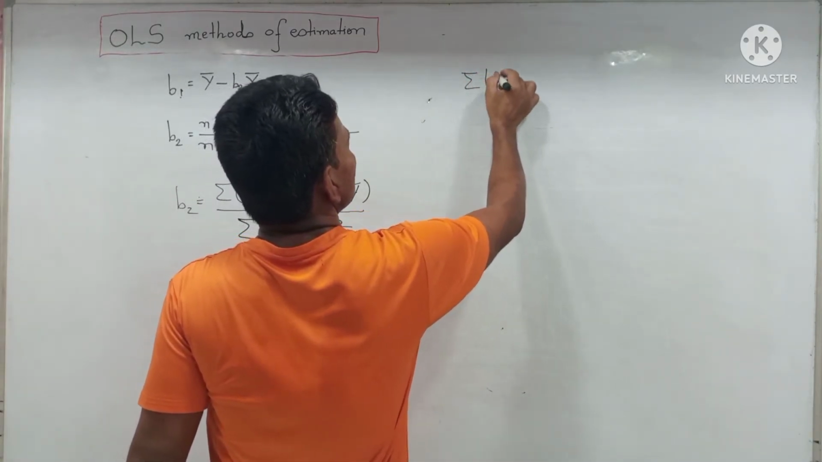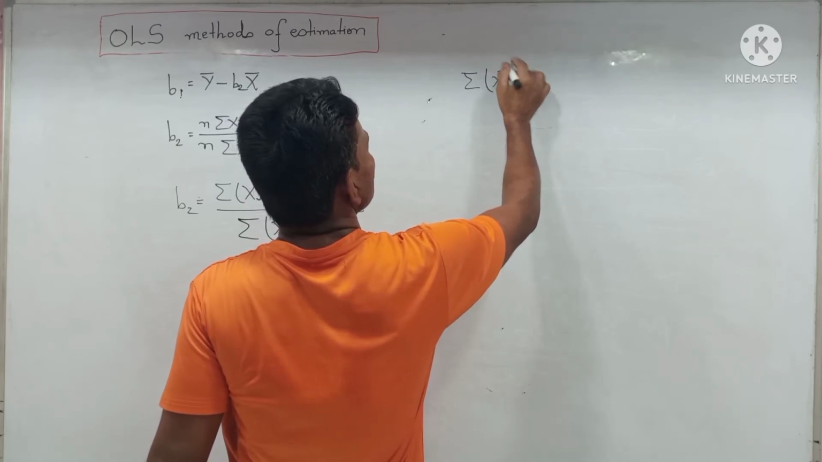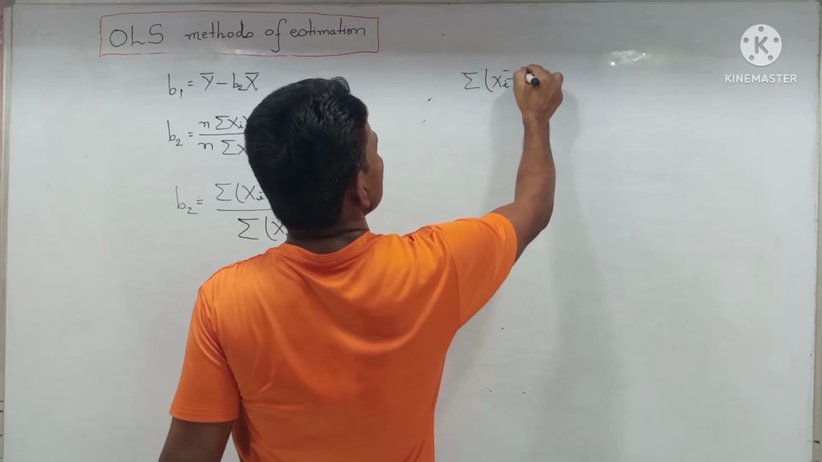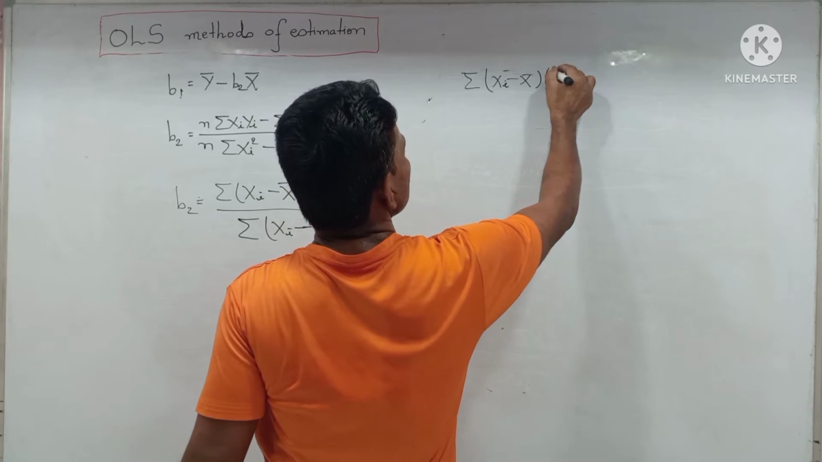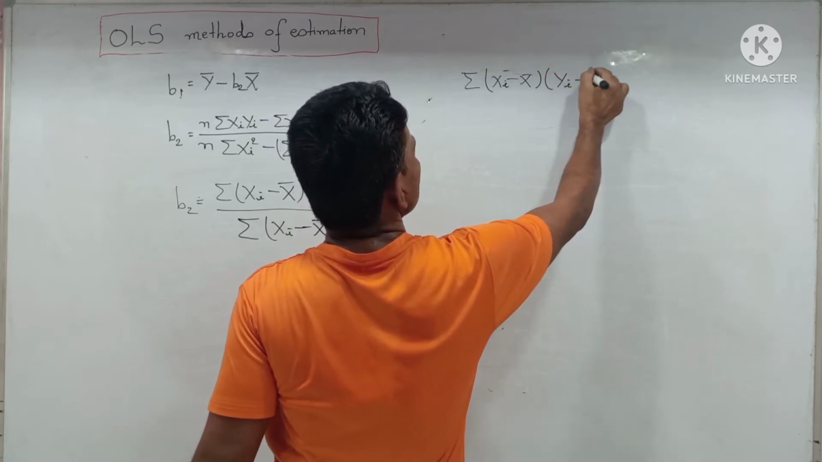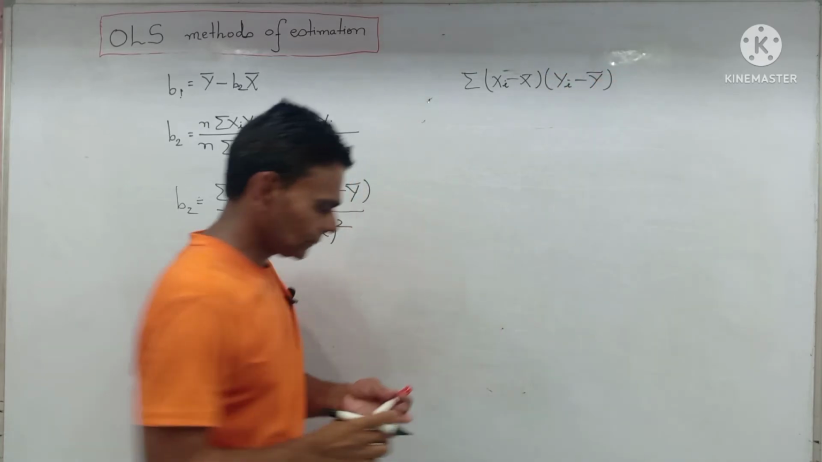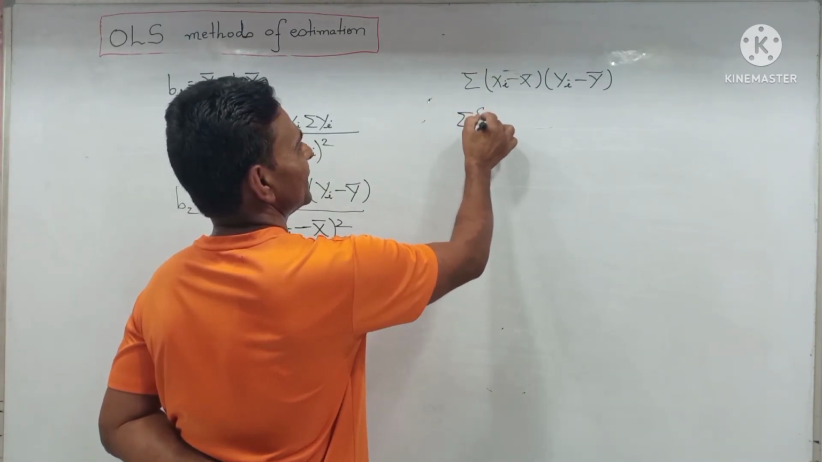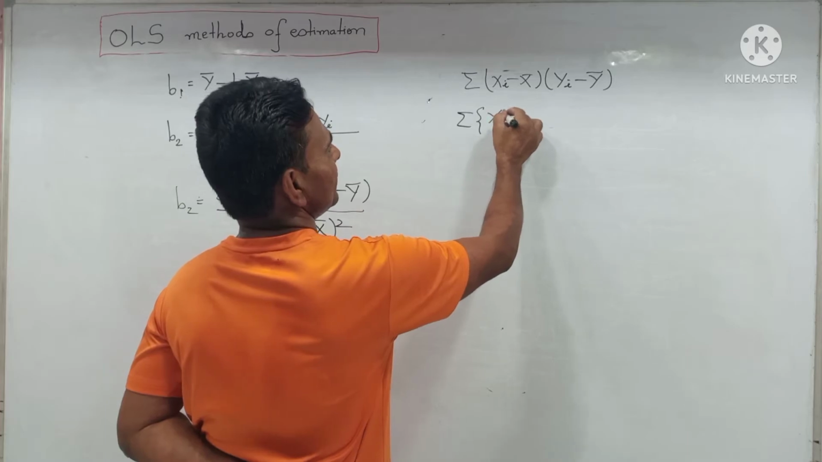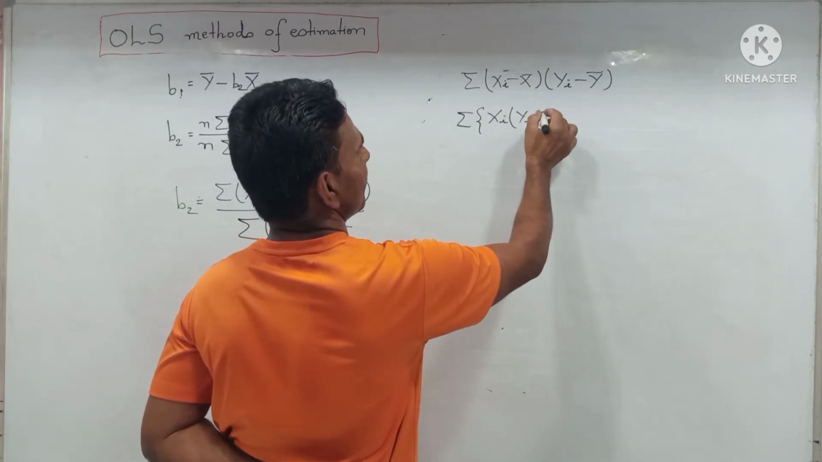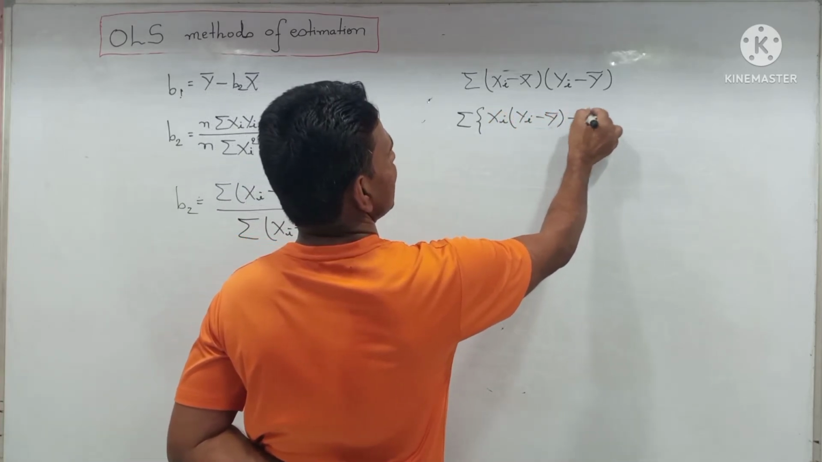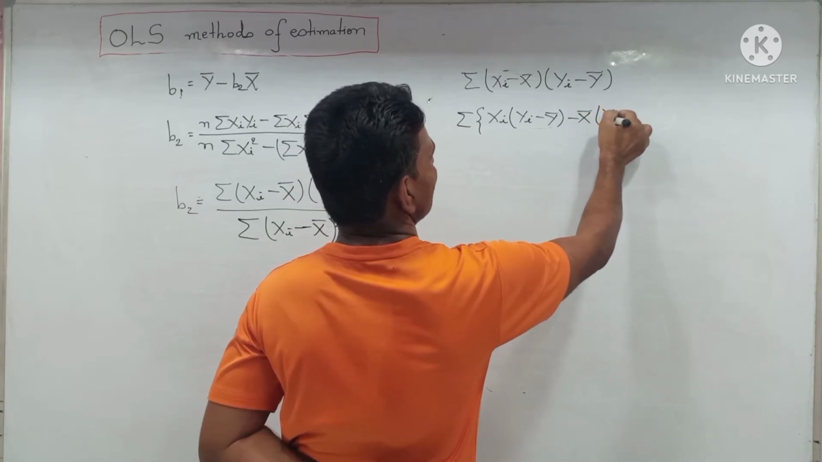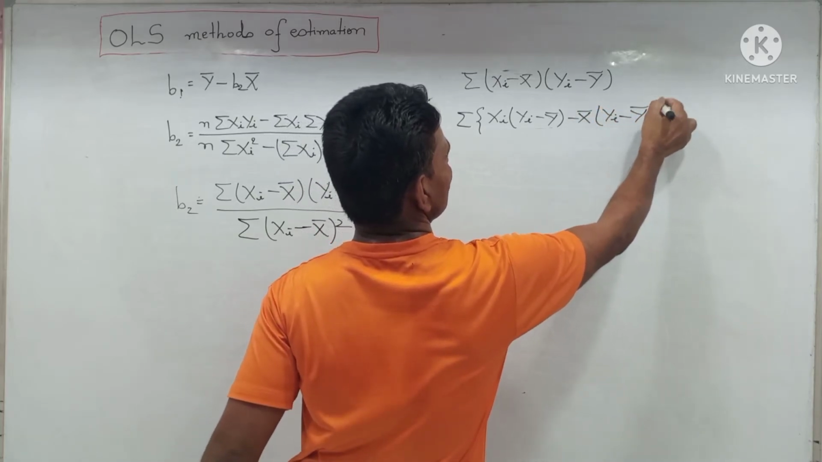Summation of xi minus mean times yi minus mean. First thing we need to multiply here: xi is multiplied by yi minus mean, then multiply yi minus mean y.